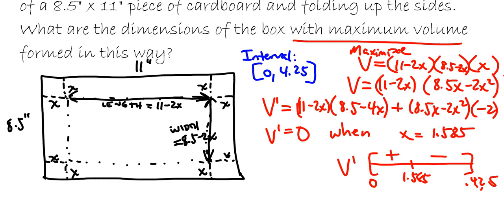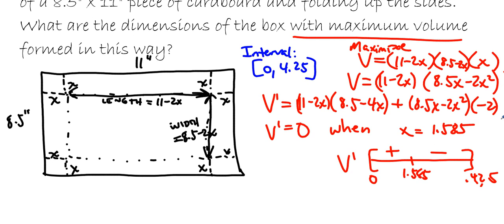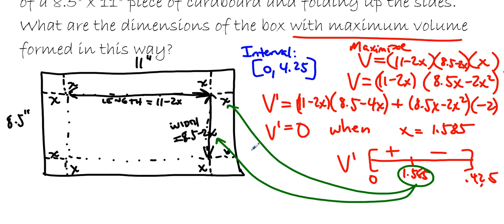What are the dimensions of maximum value? The dimensions of the box of maximum volume, well, they are whatever happens when X is 1.585. So you would answer the question, the box with maximum volume has whatever length this is, whatever width this is, whatever height that is.